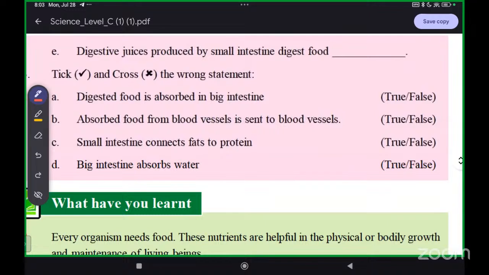Choose the correct one, or give true or false. Digested food is absorbed in the big intestine. True or false? Absorbed food from blood vessels is sent to blood vessels. All right. True. Small intestine converts fats to protein.